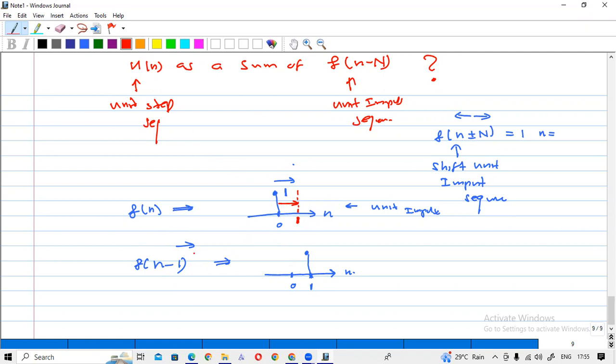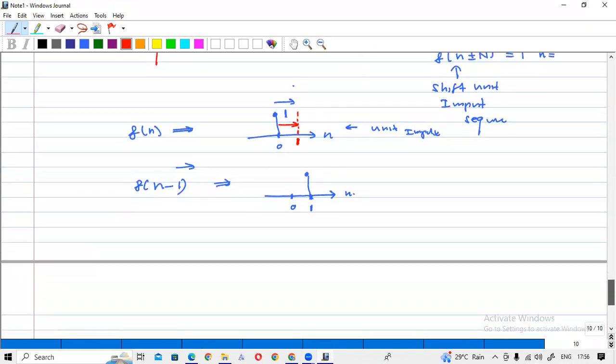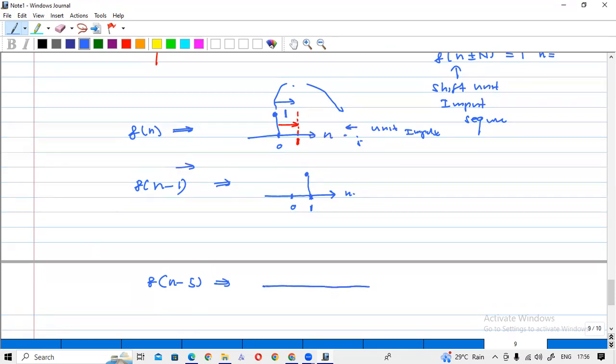Now let's say that you want to write delta n minus 5 or something. This impulse is shifting 5 times, no? So here it is 1, 2, 3, 4, 5. At the 5th sample, the impulse has shifted by 5 samples. At 0 there is no sample now. It is shifted to 1, 2, 3, 4, 5, up to here. So this is delta n minus 1, and this is delta n minus 5.